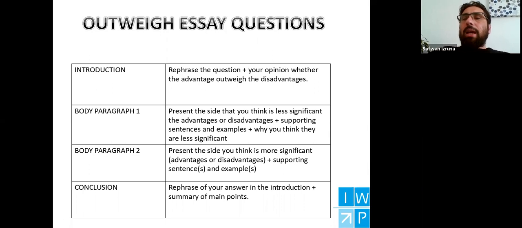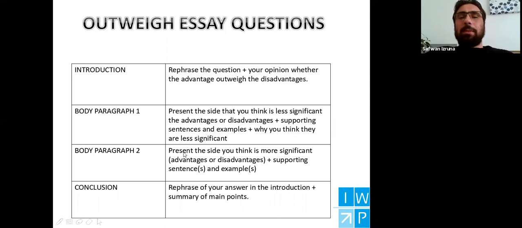Okay. Then in the first body paragraph, we start off with the less significant side. So when we say the less significant side, we mean the side that we think doesn't outweigh the other. Okay, so present the side that you think is less significant and explain why there are advantages or disadvantages, give examples. But what we want to do at the end of the body paragraph is state why we think these advantages are not important, or why we think these disadvantages are not very important.